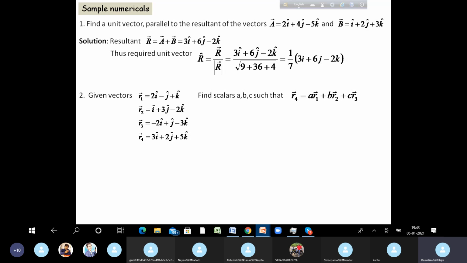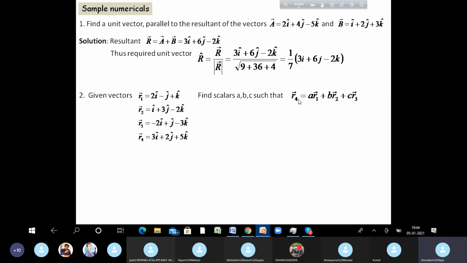So if you can find scalars A, B and C and write R4 in terms of R1, R2 and R3, it means that these vectors are linearly dependent. But if you cannot find A, B and C, it means that these vectors are linearly independent. You cannot write a linear combination. So how do you do this problem?